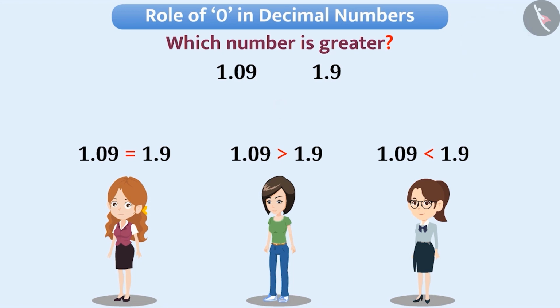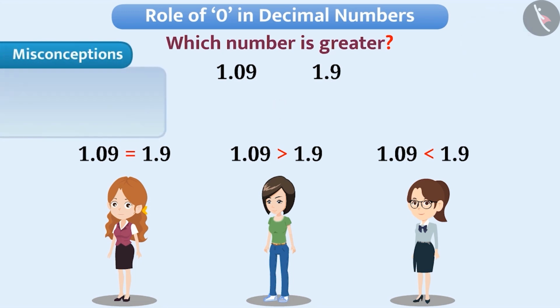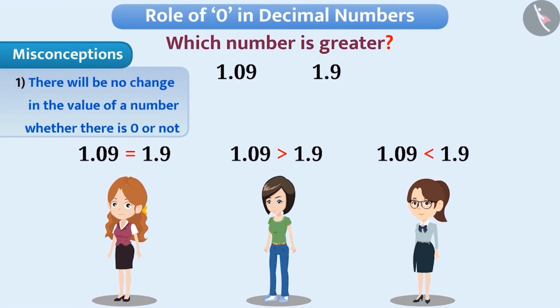Let me explain this. Nisha has a misconception that there will be no change in the value of a number, whether there is zero or not. According to her, both numbers are the same. And Meena has a misconception that there are more digits in 1.09, hence 1.09 is greater than 1.9. Here, Mitali's understanding is correct.